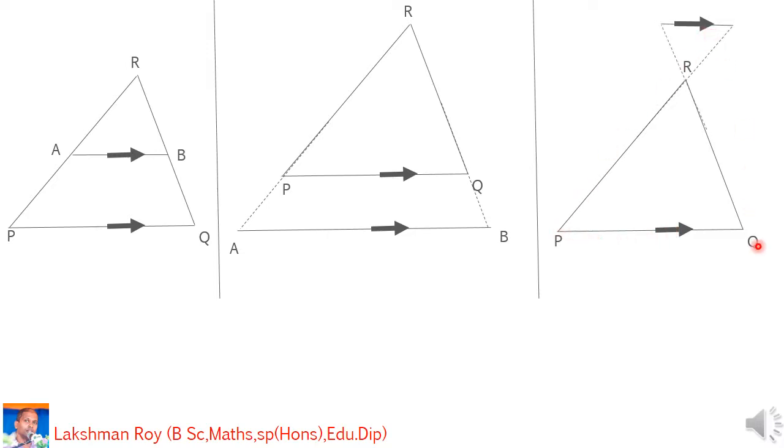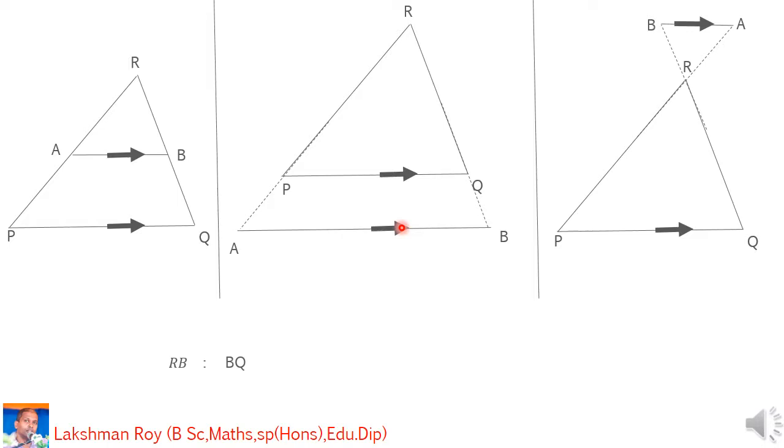Now if you produce this RP side and also the QR side, you meet the A point and B point, but the A point is on the RP side, that means this PR side, be careful, and the B point is on the produced QR side. So here you can see the line is drawn parallel to a side inside the triangle, outside down, outside up. So these are the three ways we can draw a line parallel to another side of a triangle.